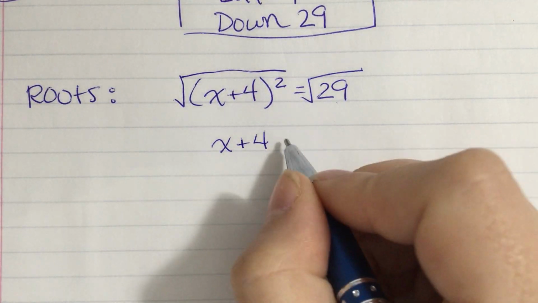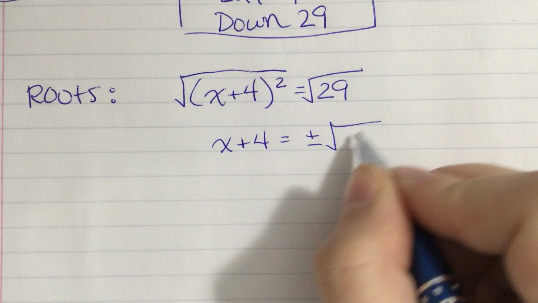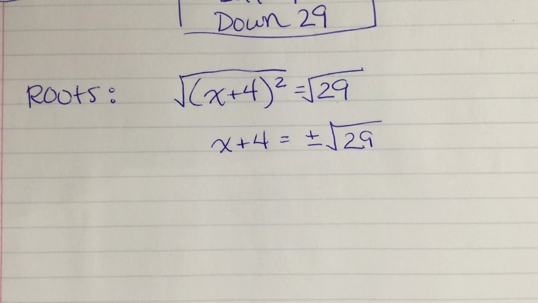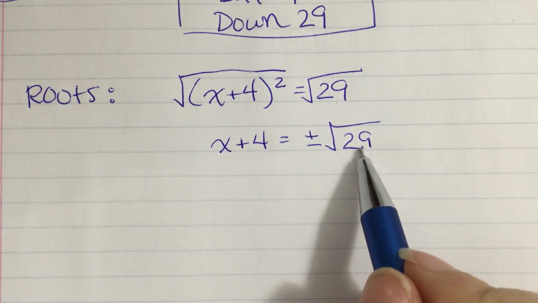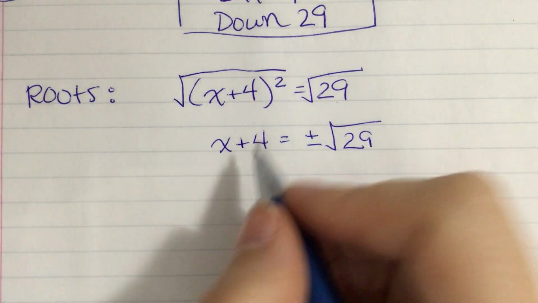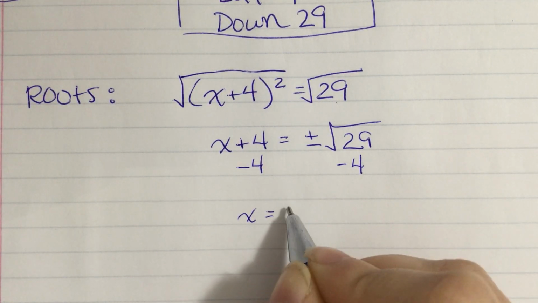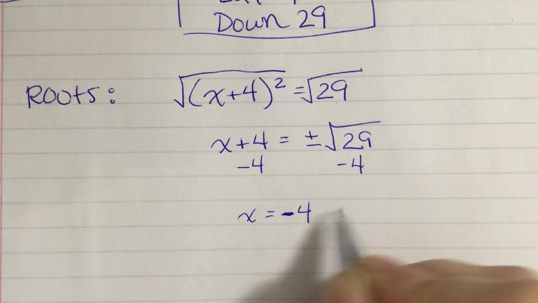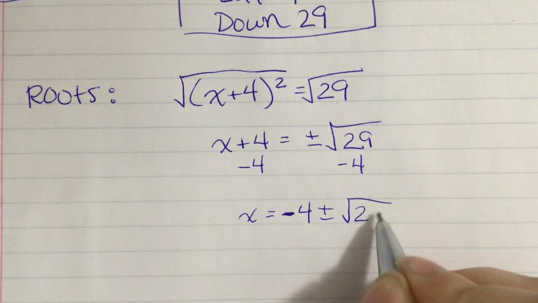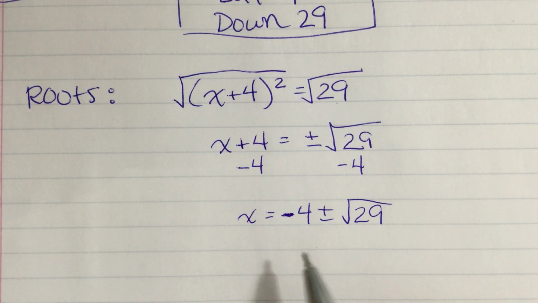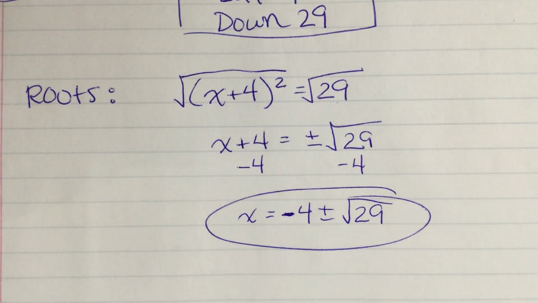So I end up with x plus 4 is equal to plus or minus the square root of 29 because every square root has a positive and negative value. There are no perfect squares within 29, so you can leave it just like this. And then you're going to subtract 4 on both sides. So the value of your roots would be negative 4 plus or minus the square root of 29. You're obviously welcome to plug that into a calculator and determine the actual decimal value, but this suffices as well.